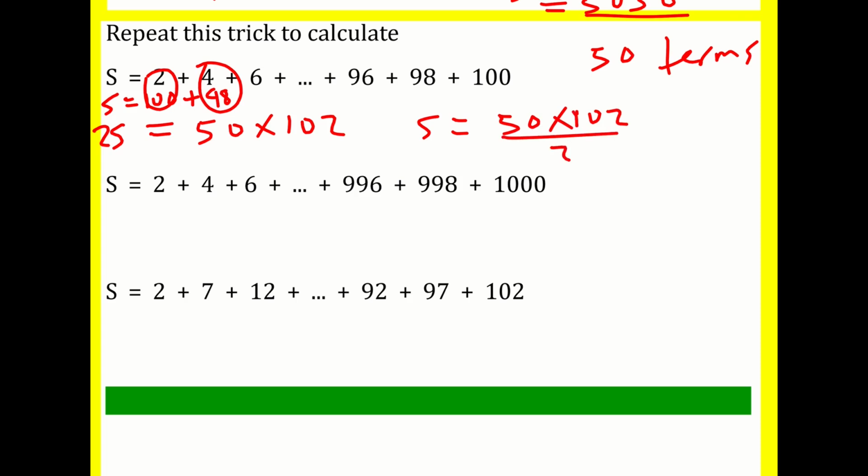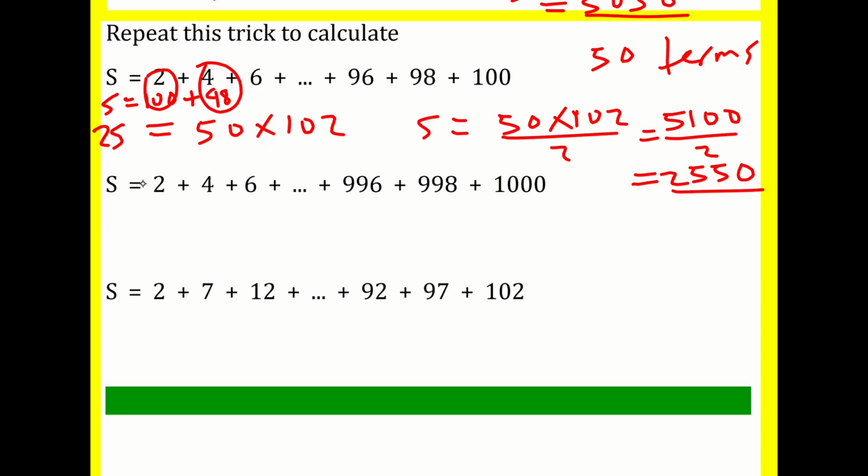Might be best to work out the 50 times 102 first, because I can just times through by 5, which is going to be 510, and then times through by the 10. Still need to divide by 2, and I think I'm going to get 2,550.